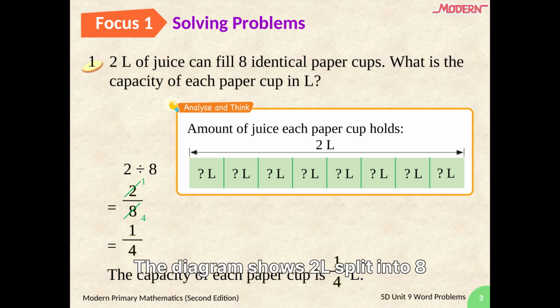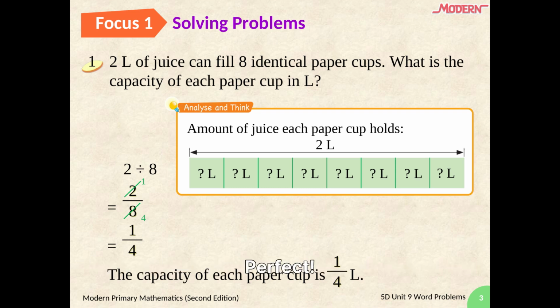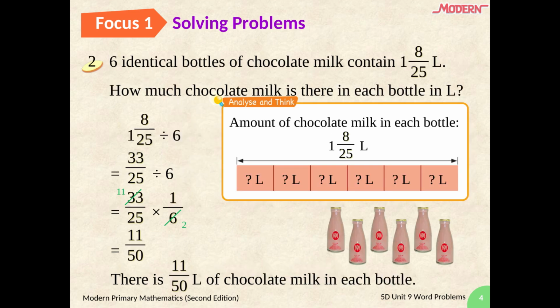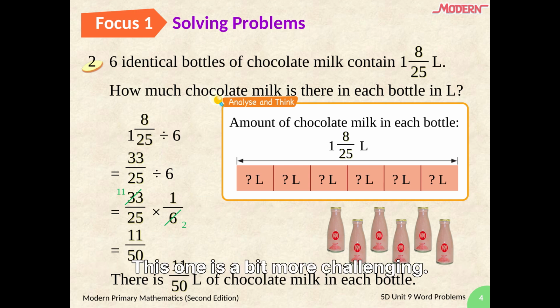The diagram shows 2L split into 8 parts. Each part is 1/4 L. That's exactly what our calculation represents. Perfect. Moving to page 4. 6 bottles contain 1 8/25 liters. This one is a bit more challenging. Ready? Thinking way. We have a mixed number total.